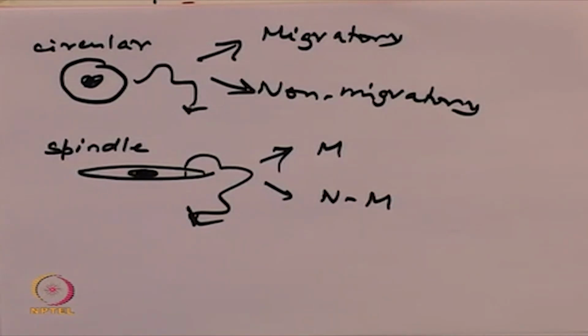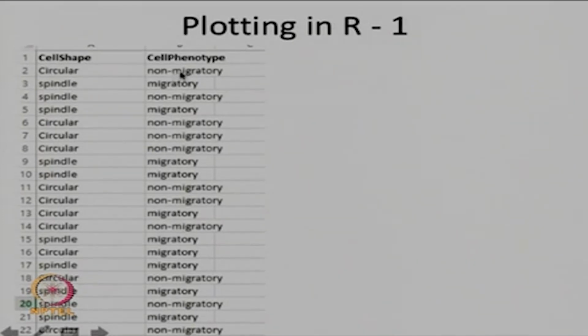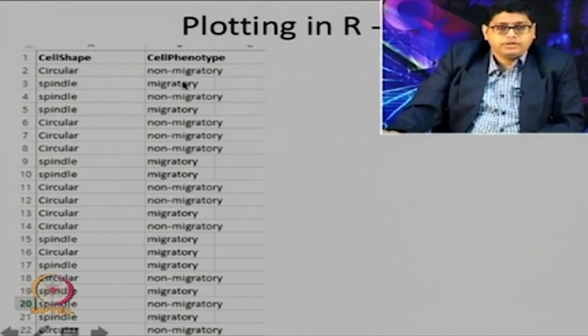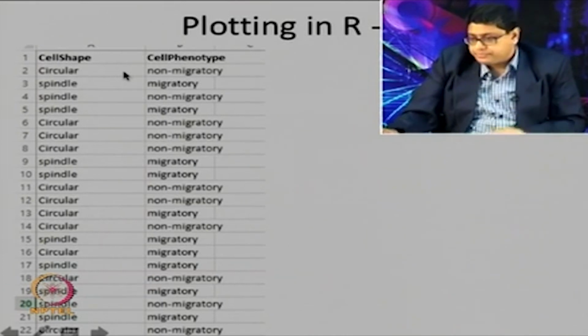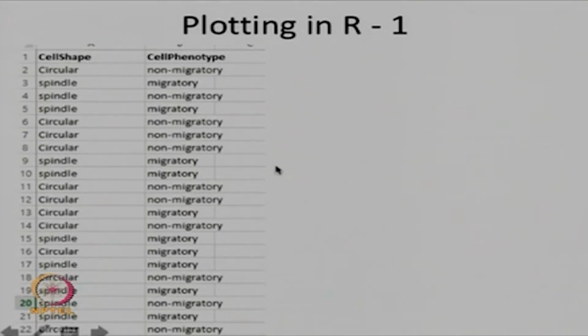So, in this particular example what we have is the distribution for let us say 22 such cells. For each cell you have the shape which is either circular or spindle, and the phenotype which you characterize as non migratory or migratory. So, essentially both these metrics are categorical data. Okay. So, from this table you want to find out what is the distribution of this data.